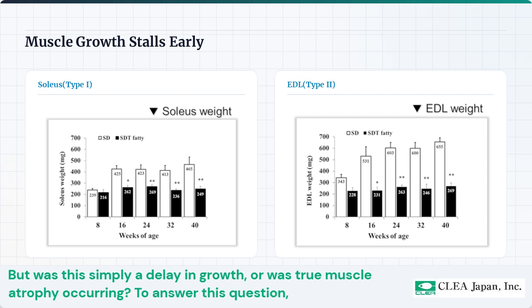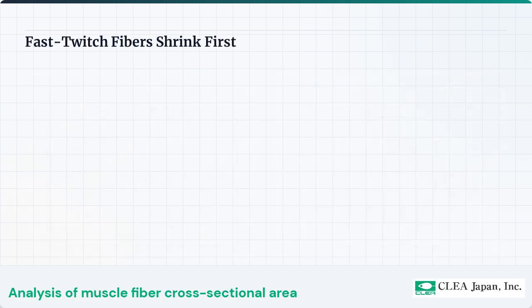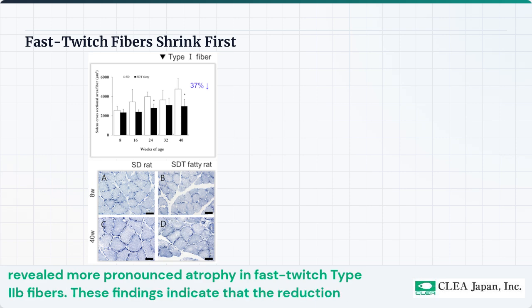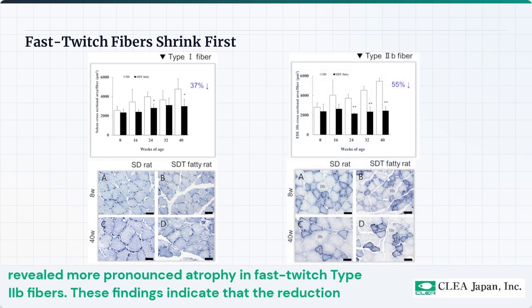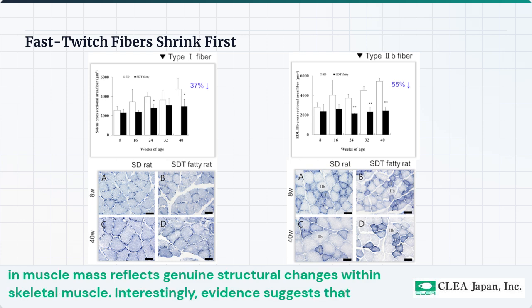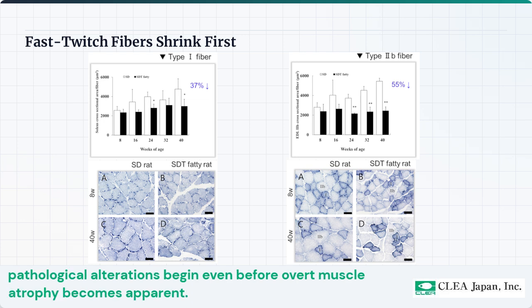To answer this question, muscle fiber morphology was examined in greater detail. Analysis of muscle fiber cross-sectional area revealed more pronounced atrophy in fast-twitch type 2B fibers. These findings indicate that the reduction in muscle mass reflects genuine structural changes within skeletal muscle. Interestingly, evidence suggests that pathological alterations begin even before overt muscle atrophy becomes apparent.